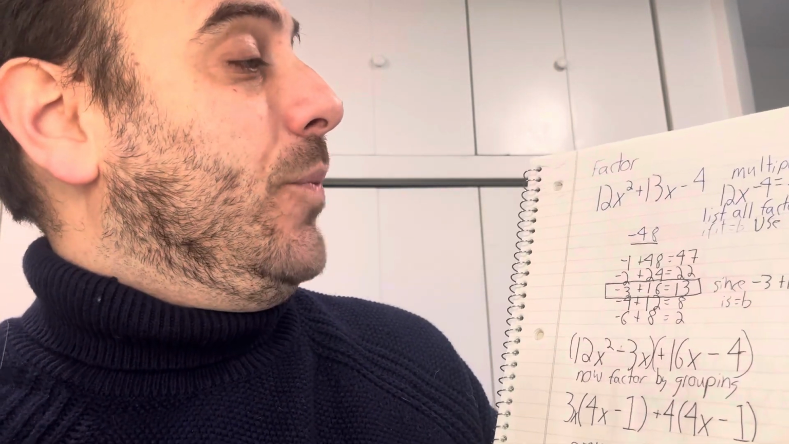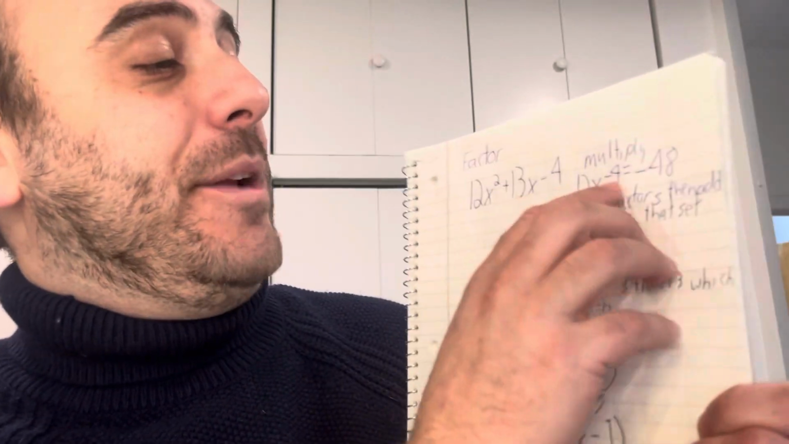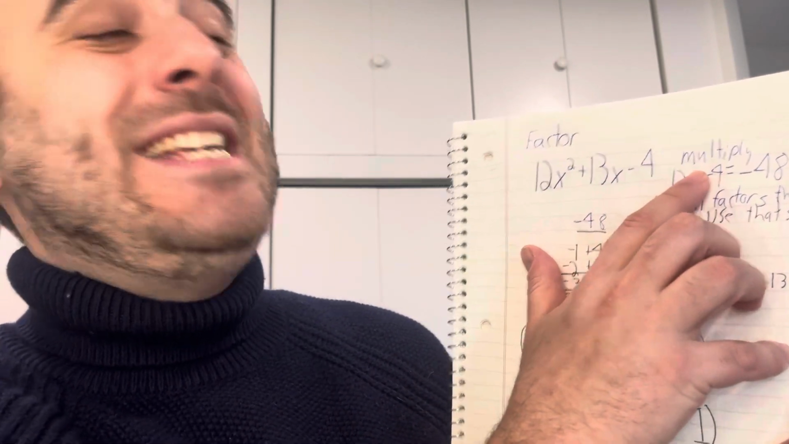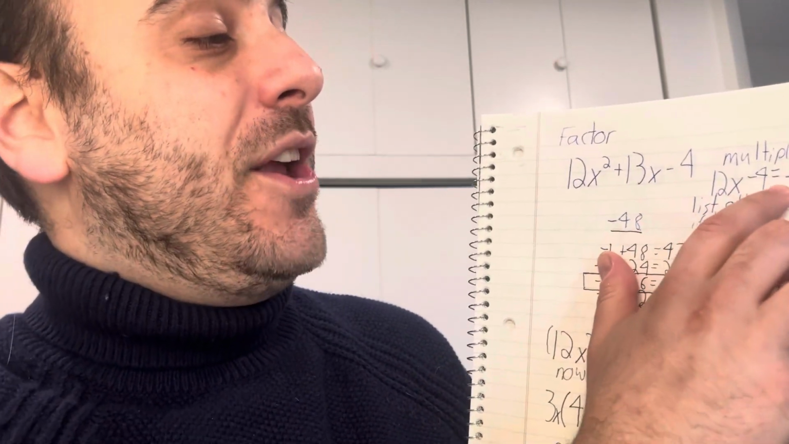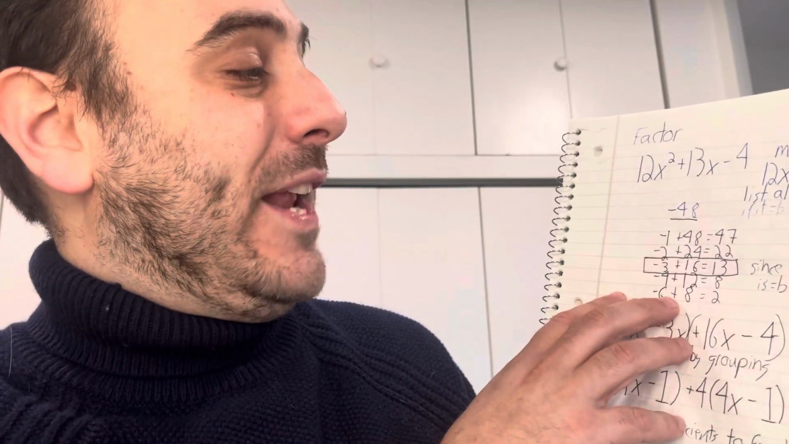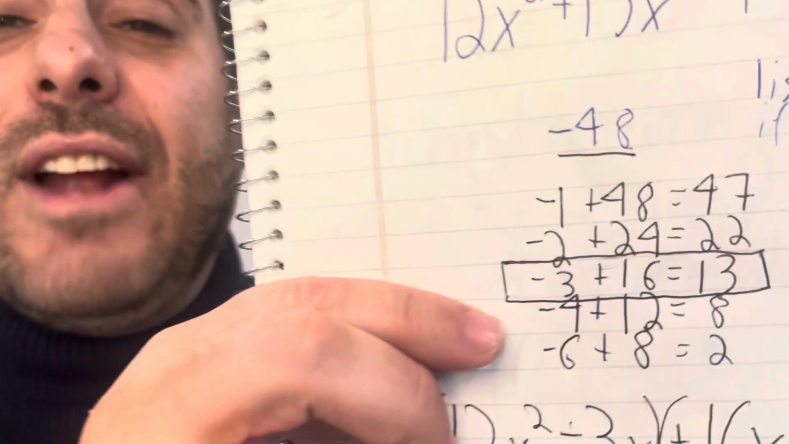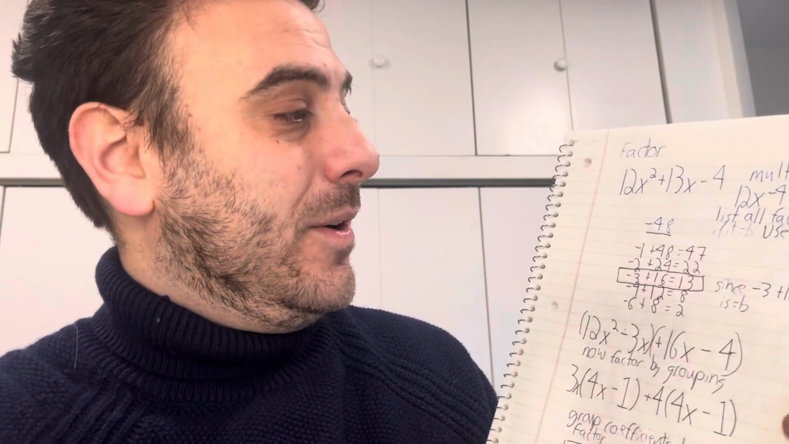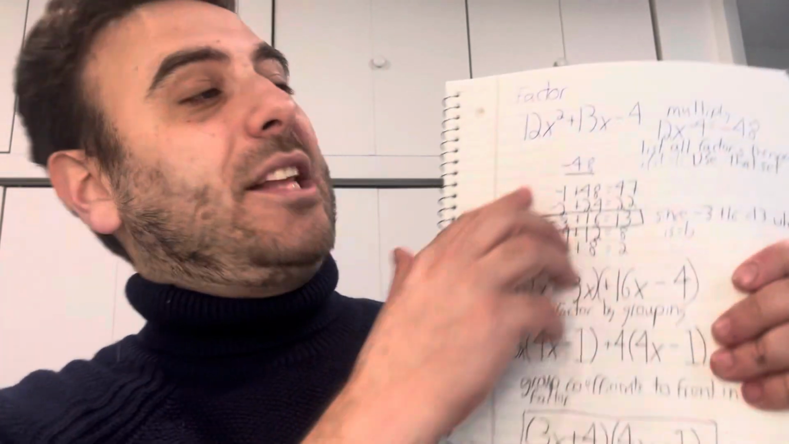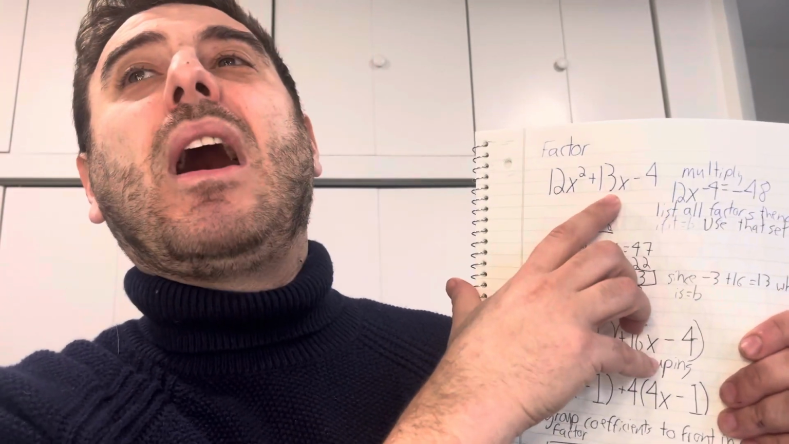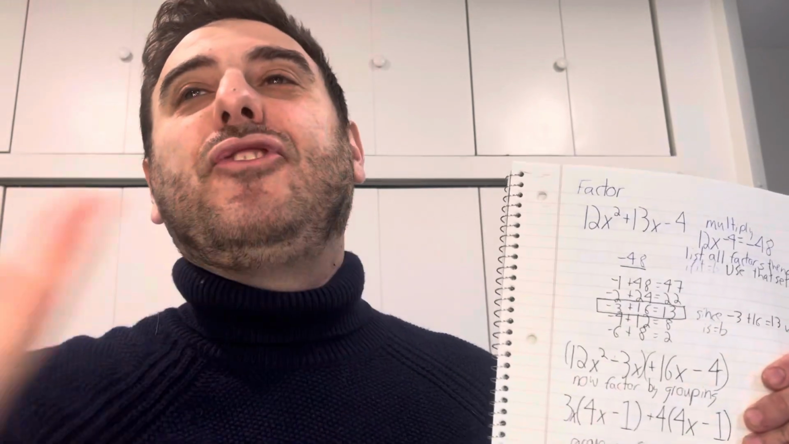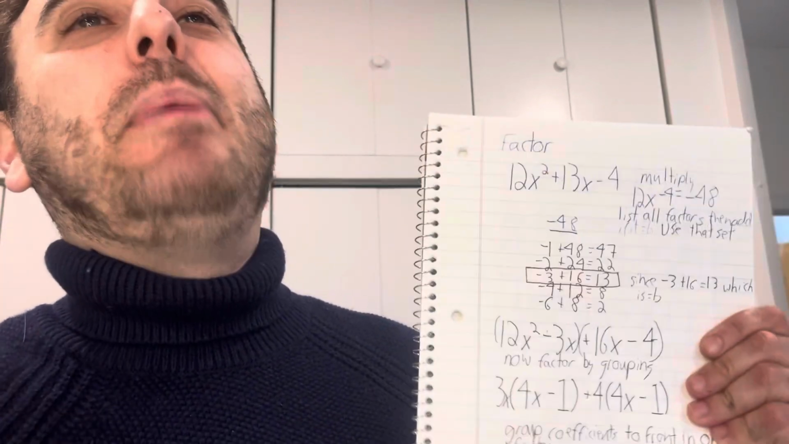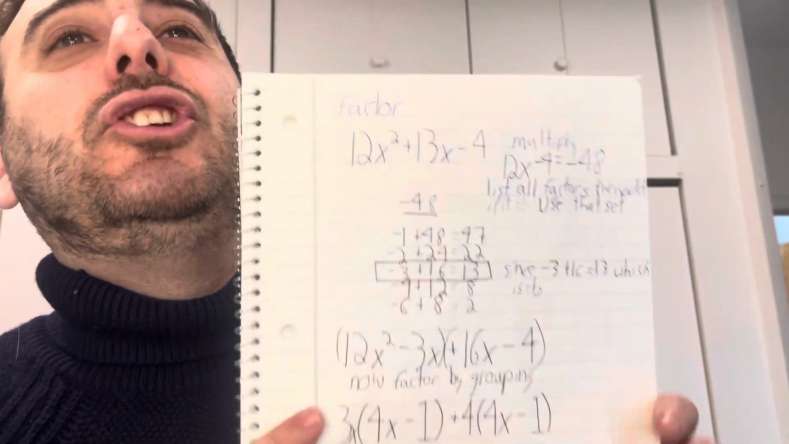So we're going to use this AC method by multiplying the A term, 12, times the C term, negative 4. 12 times negative 4 equals negative 48. Okay, so we put that negative 48 right here. And then we're going to list all the factors of 48, okay? Now, since the 13 is positive, when we add the two terms together, we want to get a number bigger than 0. Therefore, the bigger number of the two factors should always be positive.